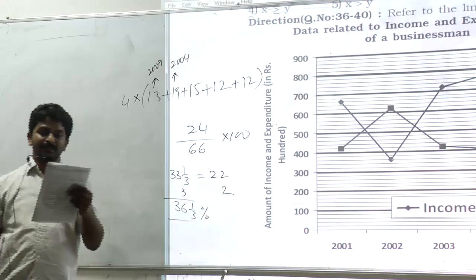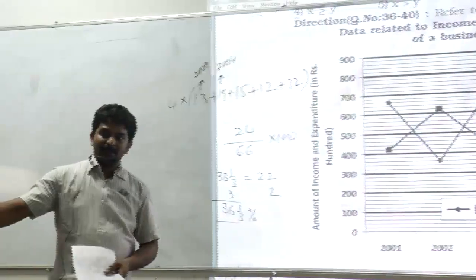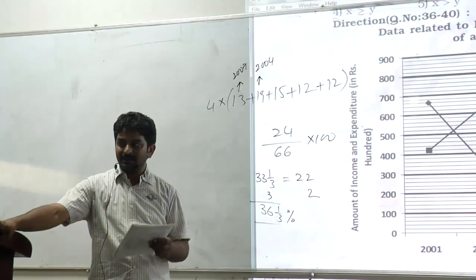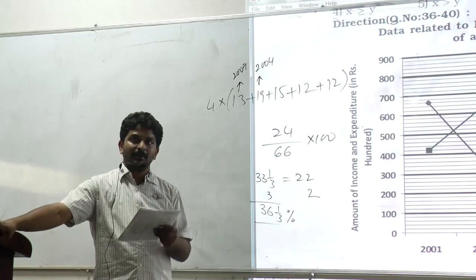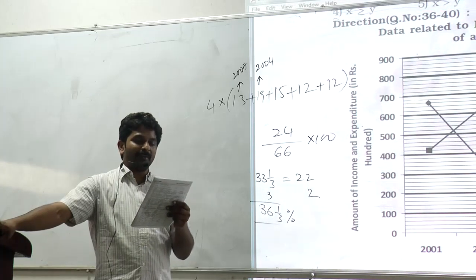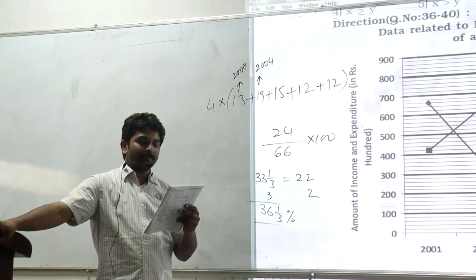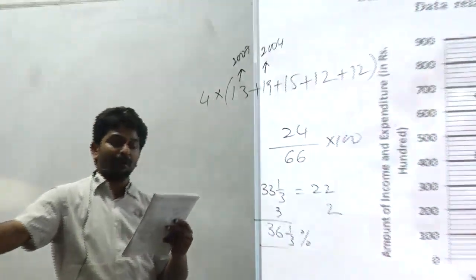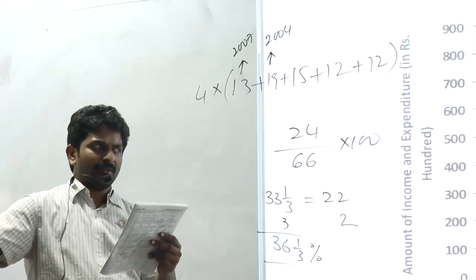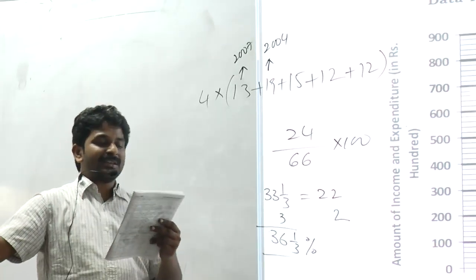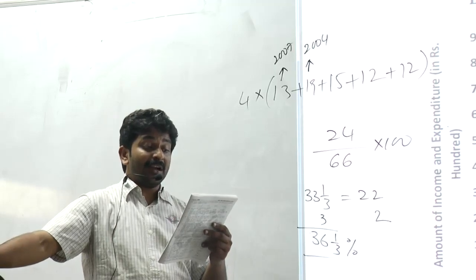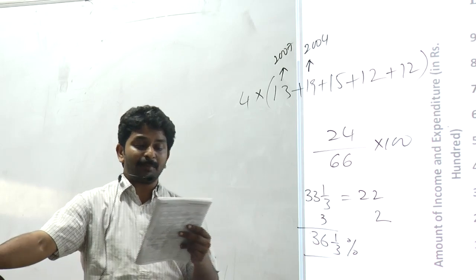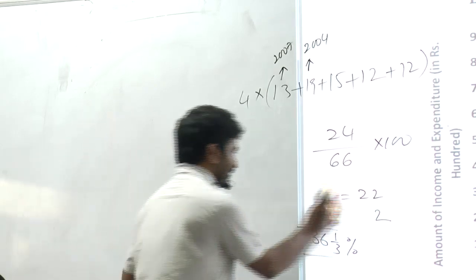Look at your options. Answer should be nearby 36 1/3%. 36 4/11. First option. 40th. The respective ratio of expenditure of the businessman in 2004 and 2008 was 4:7. If he incurred a loss of 35% in 2008, what was his income in that particular year? Income in the sense selling price.